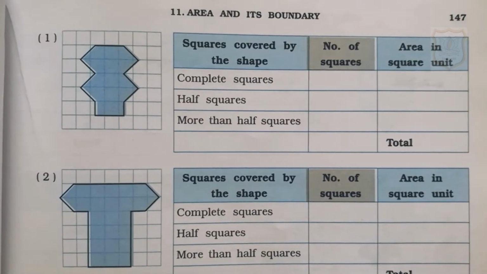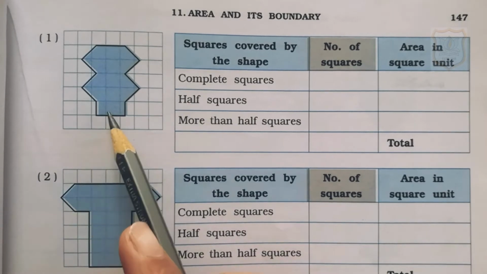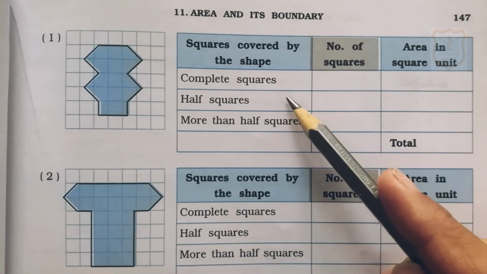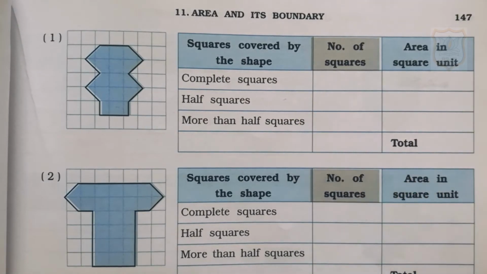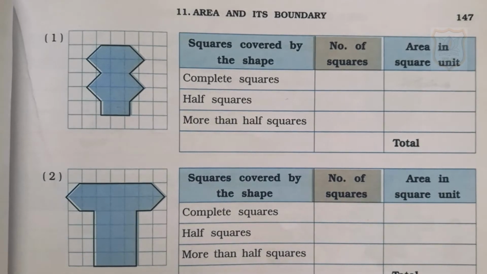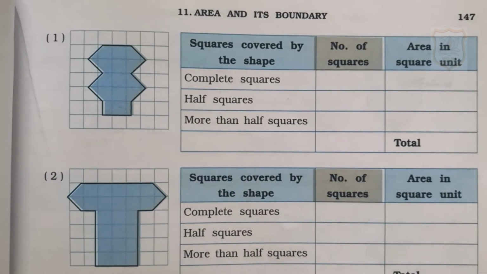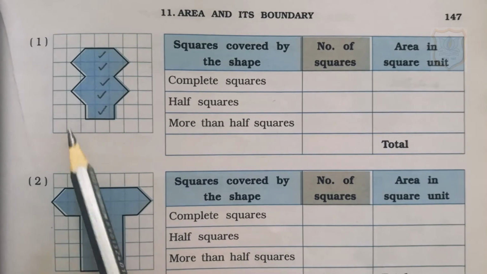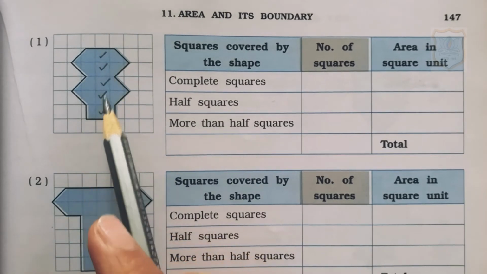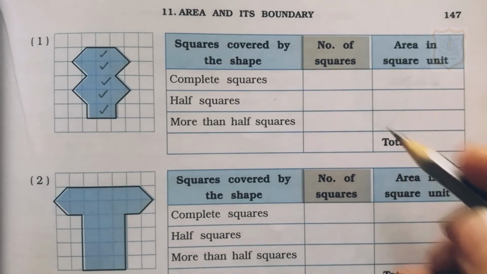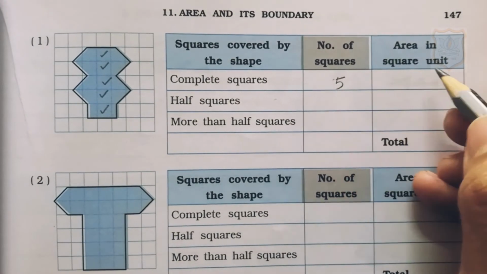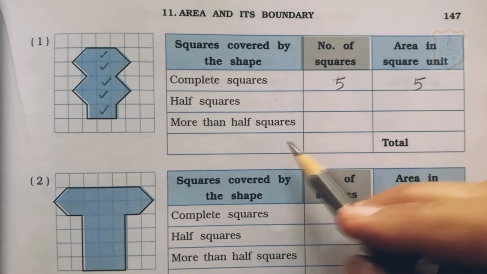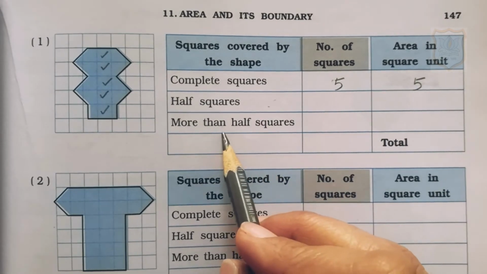Now sum number 1 of question number 3. Here we have to find out the area of this figure. Here we have to find out complete squares, half squares and more than half squares. Now first we will put a tick mark on complete squares. In this way we will put tick marks on the complete squares. So students, here in this figure 1, 2, 3, 4, 5 complete squares are there. So in the number of squares column we will write 5, and in area in square unit column also we will write 5. Students, now in this figure there are no half squares.